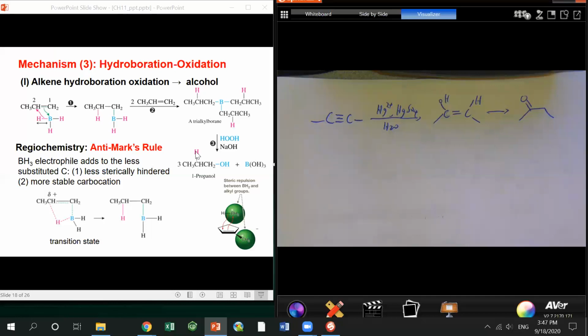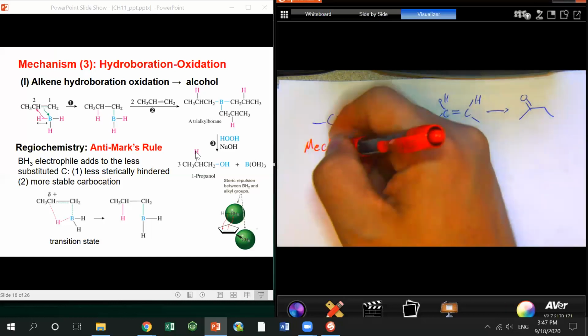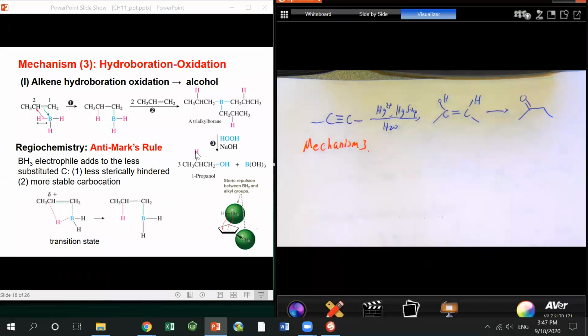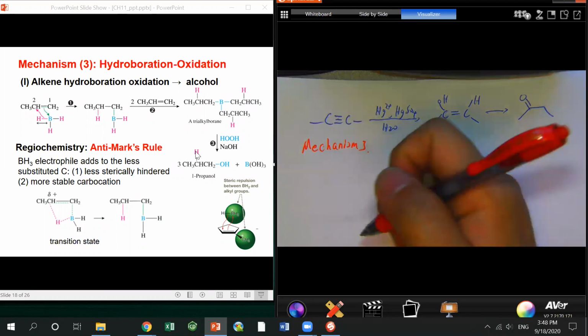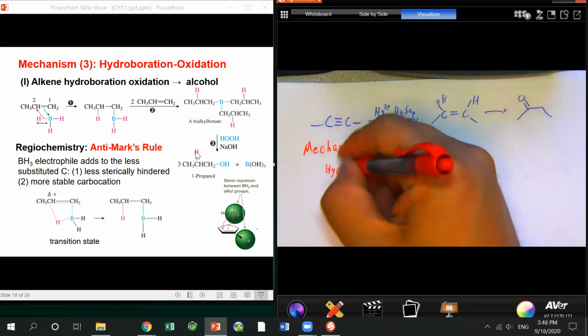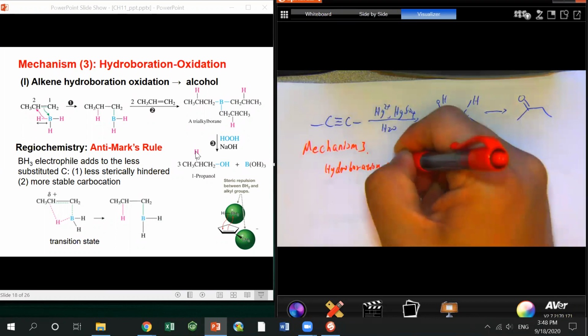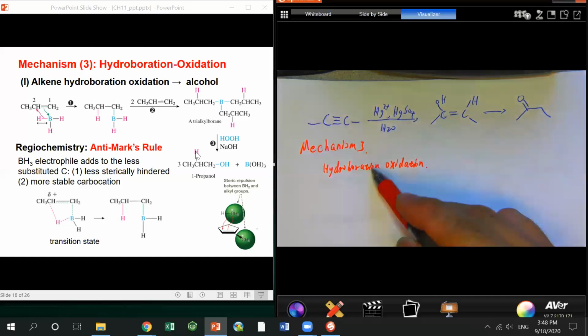Now we move to mechanism 3, another important alkene addition. For mechanism 3, we only learn one reaction, different from mechanisms 1 and 2, where each mechanism carries a lot of reactions. The only reaction we learn is called the hydroboration-oxidation reaction.